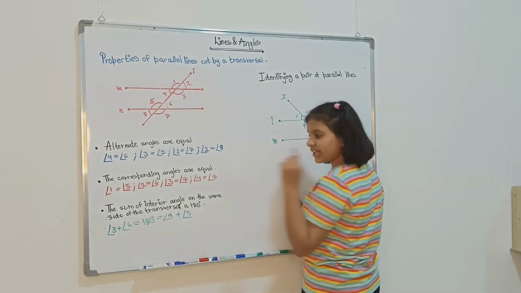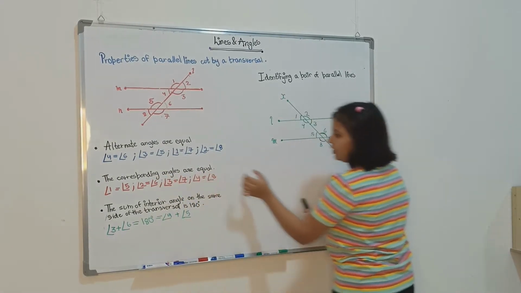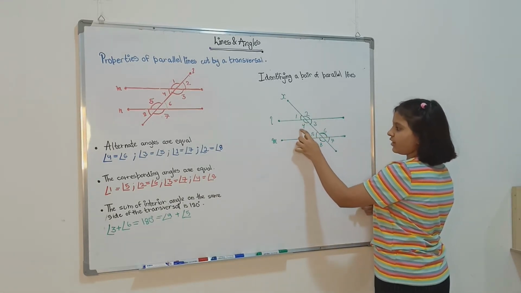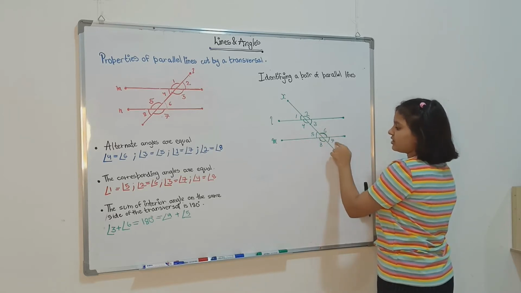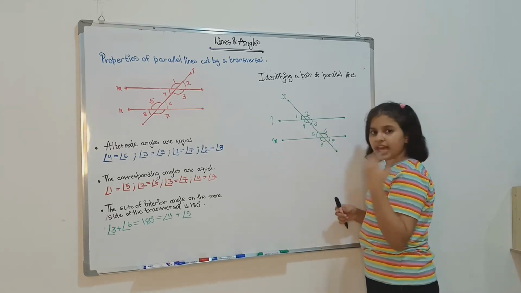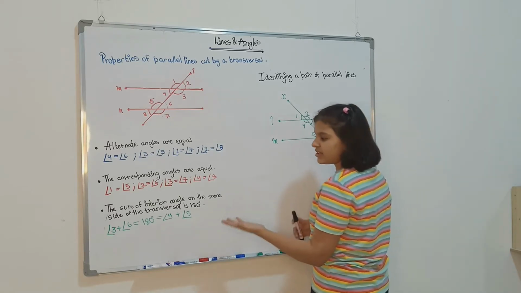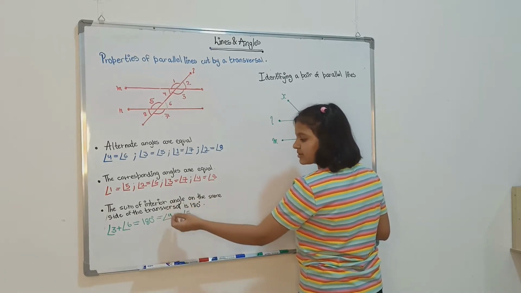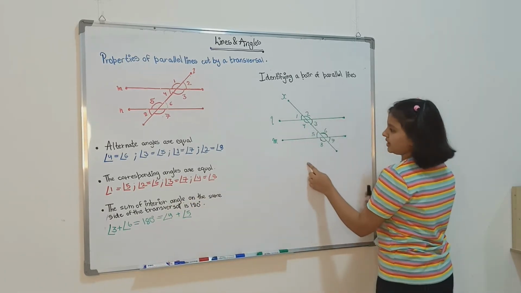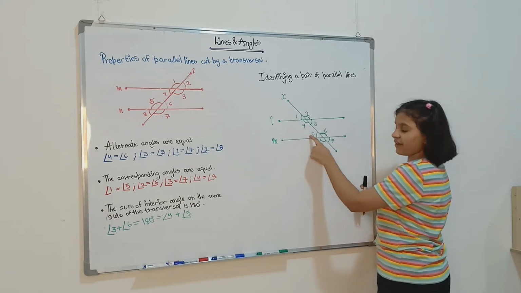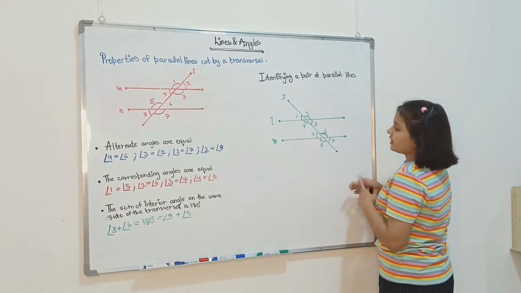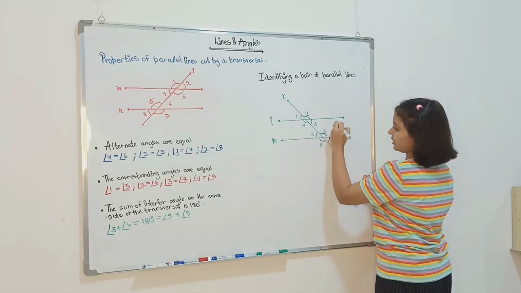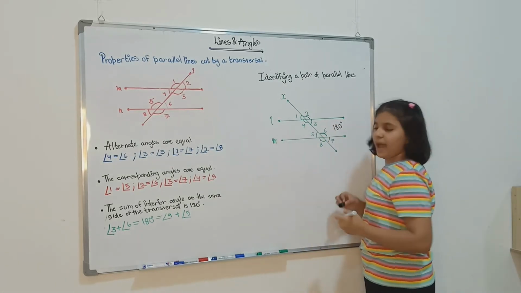The second property is if the corresponding angles are equal, means angle 1 and angle 5 are equal, angle 2 and angle 6 are equal, angle 4 and angle 8 are equal, and angle 3 and angle 7 are equal, then the two lines are parallel. And the last property is the sum of interior angles on the same side of a transversal is 180 degrees. Means if the sum of angle 4 and angle 5 is 180 degrees and if the sum of angle 3 and angle 6 is 180 degrees, then the two lines will be parallel.